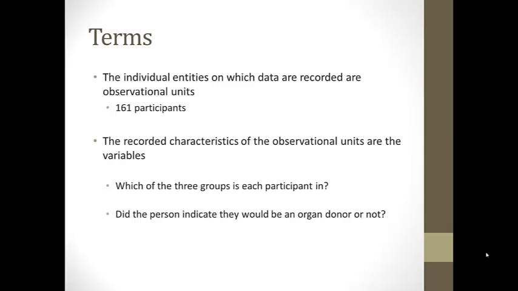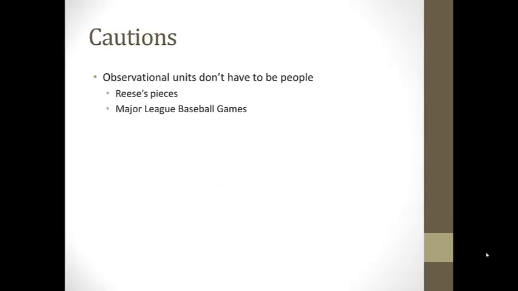So the observational units are the individual entities on which we record data. The characteristics we record on each of the observational units are the variables. So a few cautions. First, observational units don't have to be people. In the example we just looked at, they were, but they don't have to be.